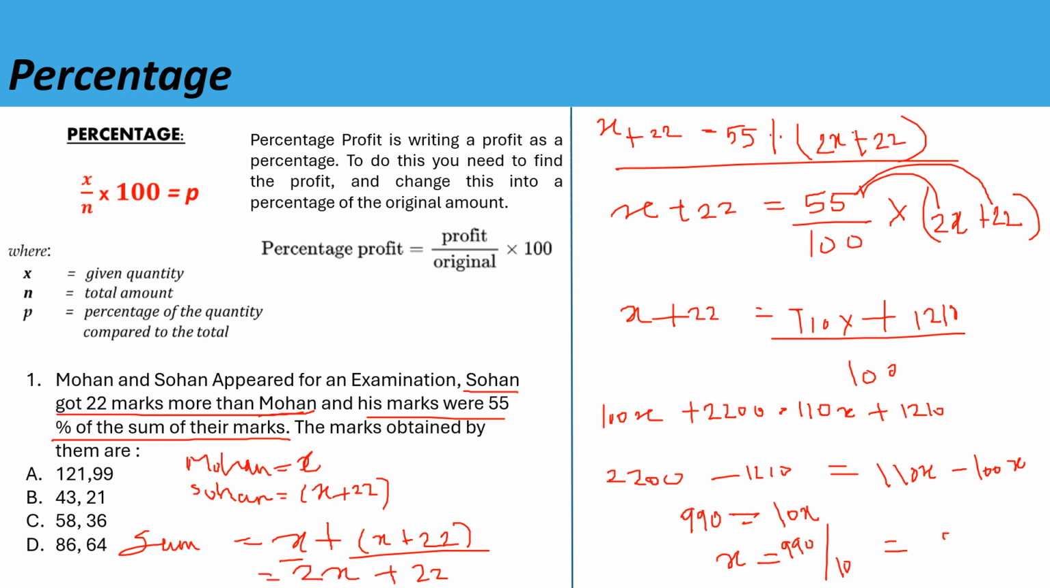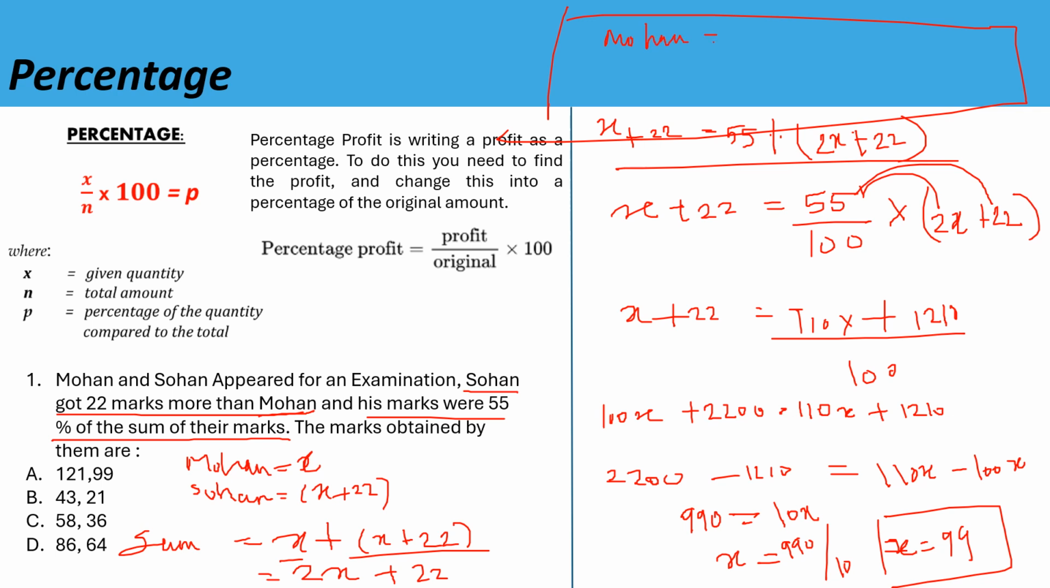So the correct answer is 99. So x is equal to 99. So Mohan got 99% marks and Sohan got 99 plus 22. Okay, so now I am writing over here. Mohan got 99 and Sohan got what? We found this equation, x plus 22. So 99 plus 22 for Sohan, which comes up to 121 marks. So now if you see the correct answer, A is the correct answer.